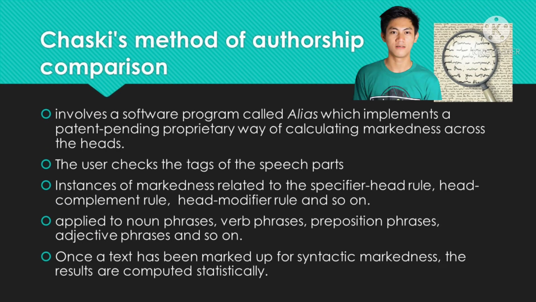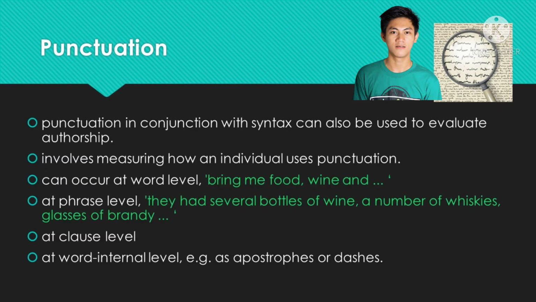Chaski's method of authorship comparison involves the use of a software program called ALIAS, which implements a patent-pending proprietary way of calculating markedness across the heads. The user checks the tags of the speech parts, but does no more than that. Instances of markedness relate to the specifier head rule, the head complement rule, the head modifier rule, and so on. They can apply to noun phrases, verb phrases, preposition phrases, adjective phrases, and so on. Once a text has been marked up for syntactic markedness, the results are computed statistically. In addition to syntactic markedness, punctuation in conjunction with syntax can also be used to evaluate authorship.